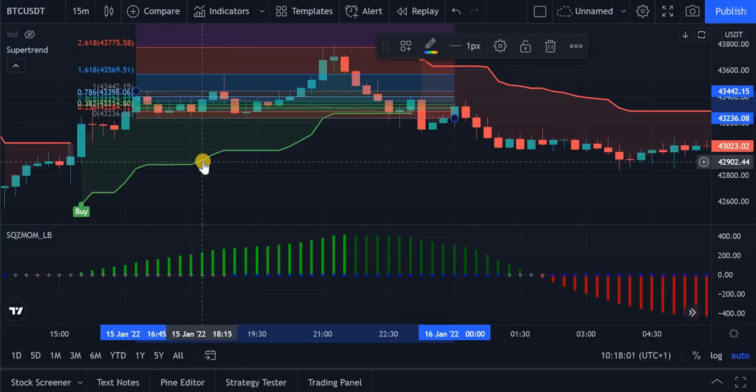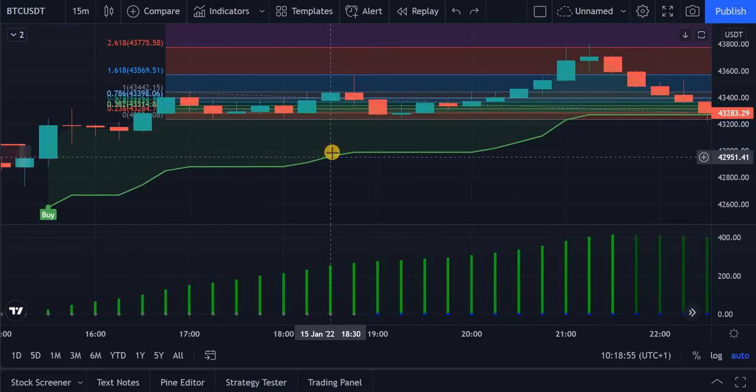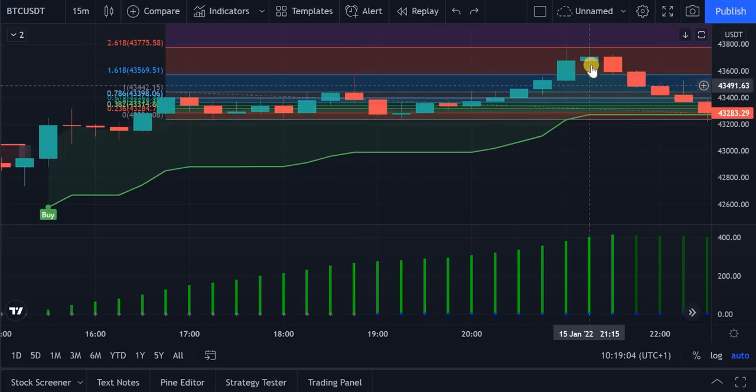Let me zoom in for you to clearly see exactly what I am talking about. You can see right here that this blue line, the 1.618, the price went exactly to touch this level at around this point, and soon after the price went to touch the 2.618. So these are the two important fib levels to show you exactly where to take your profit when you enter a long position using this strategy.